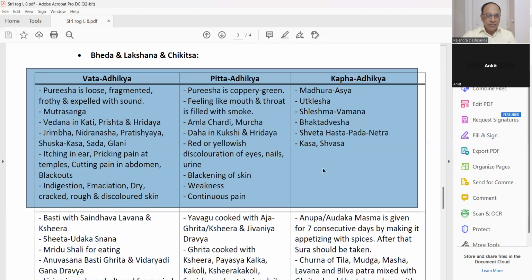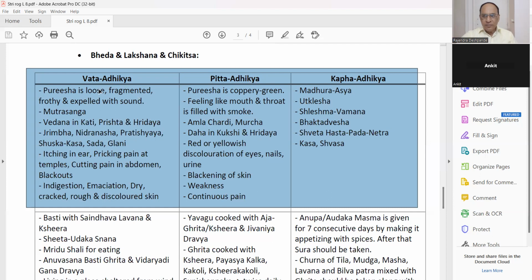Okay, Bheda, Lakshana and Chikitsa. When there is Vata dominance, Pitta dominance, Kapha dominance, Adhikya is dominance compared to the other two doshas. Here my Vata is more than Pitta and Kapha. Here Pitta is more than Vata and Kapha. Here Kapha is more than Vata and Pitta. Comparatively, Vyapadeshastu bhuyasa.